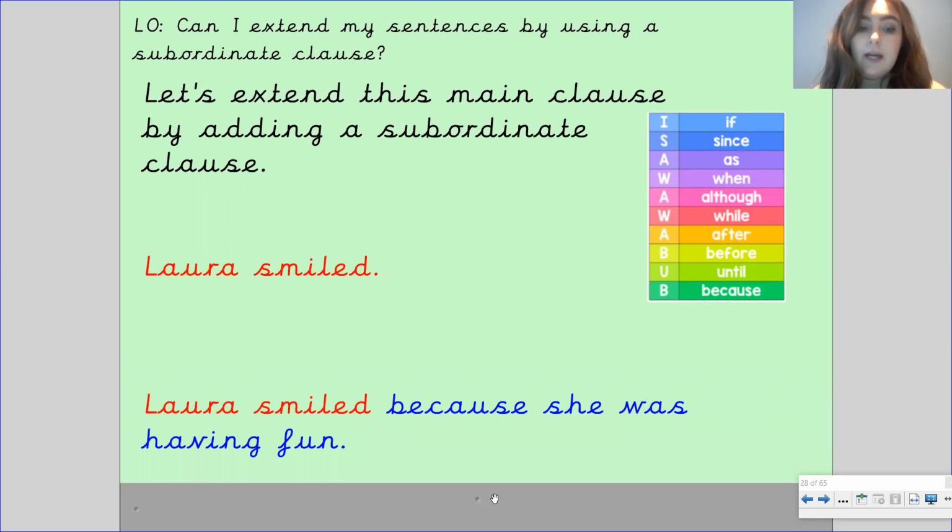Okay, so you could have had something like, Laura smiled because she was having fun. Because is our subordinating conjunction. And because she was having fun is our subordinate clause. And this relates to why she was smiling. So this is explaining why Laura smiled.